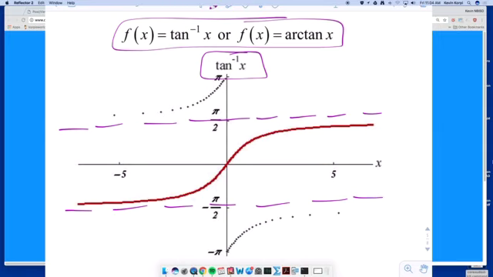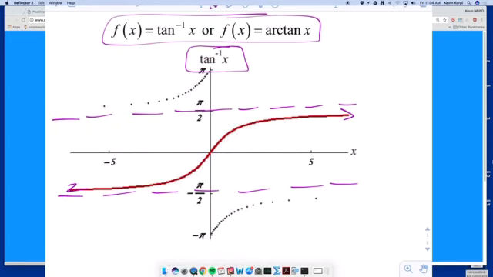They become the horizontal asymptotes. It's a monotonic increasing function. It kind of looks like the cube root of x, except it's bounded between -pi/2 and pi/2, and it does not go vertical at the origin. These are important because they have end behavior. The domain is all real numbers.